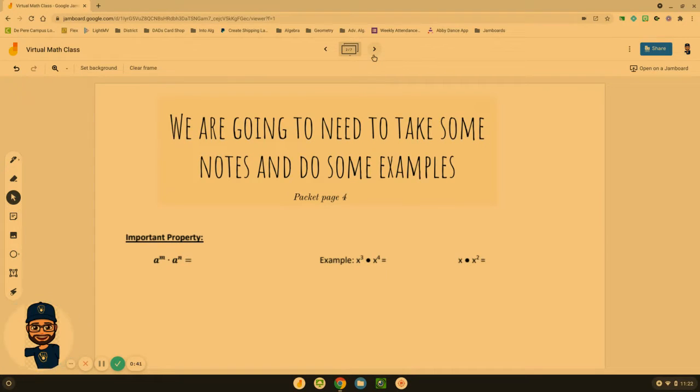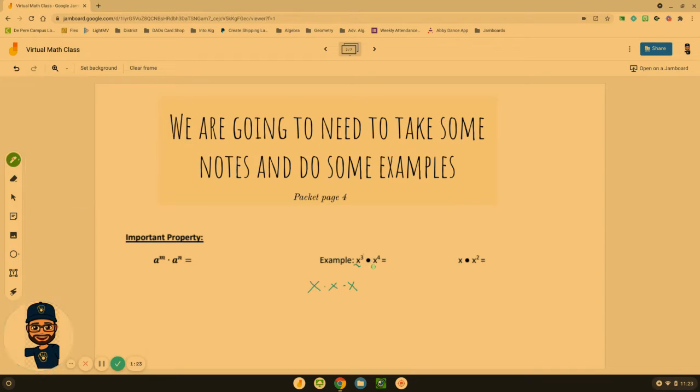There is a really important property that I want to discuss with you here on page 4. The generic formula looks like this. a to the power of m times a to the power of n equals what? Now, in order to understand that rule, I want to look at the examples. x to the third times x to the fourth. Well, what's a longer version to write out x to the third? x times x times x. I'm going to just underline it. That's what x to the third is.